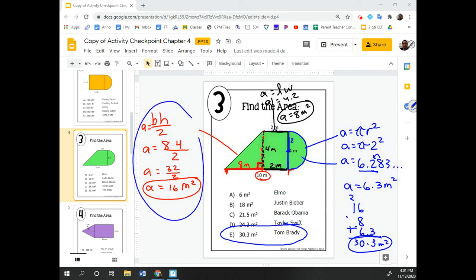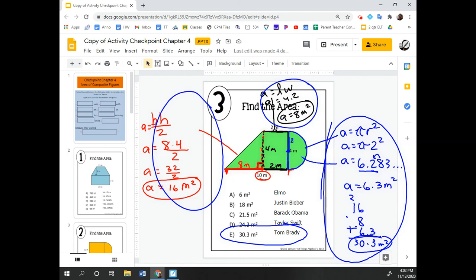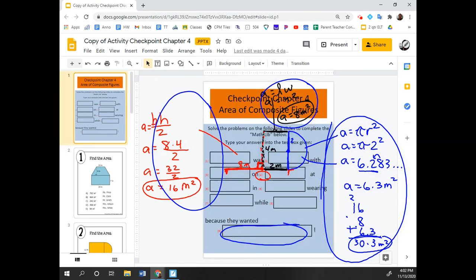Now, you don't have to do the colors like I did here. You don't have to do that. But I expect to see your work for all of this, okay? And I know that's kind of a decent amount. Some of them are going to be easier than others, and that's okay. But I want the work for them all. So after you've done that, you would go up to your first slide, and you could go ahead and enter in Tom Brady for figure number 3.